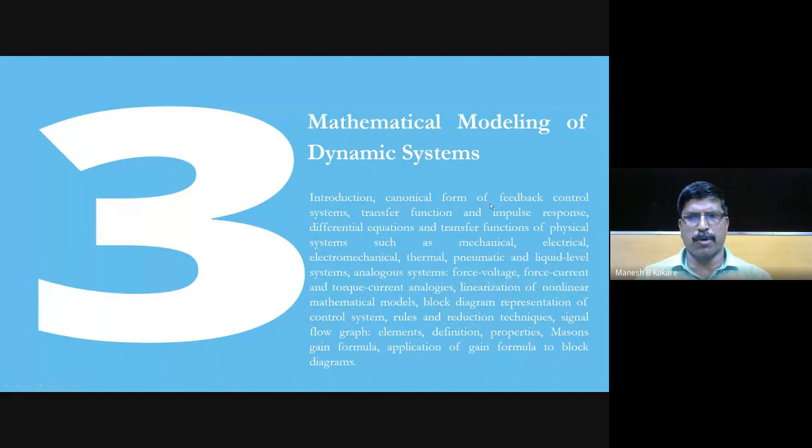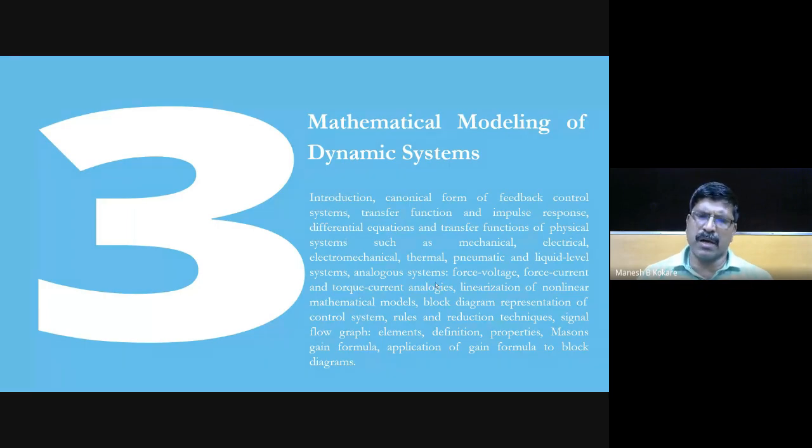the canonical form of the feedback control system, transfer function and its impulse response, differential equation and transfer function of physical systems such as mechanical, electrical, electrochemical, thermal, pneumatic, and liquid system. After that, we'll study the analogous system between electrical and a mechanical system. That analogy may be based on force voltage or force current or torque current or torque voltage analogies. So we'll study all those things.